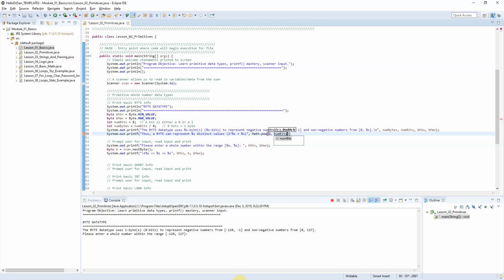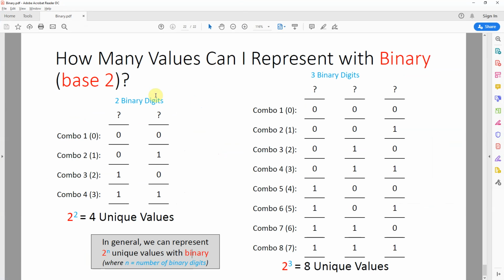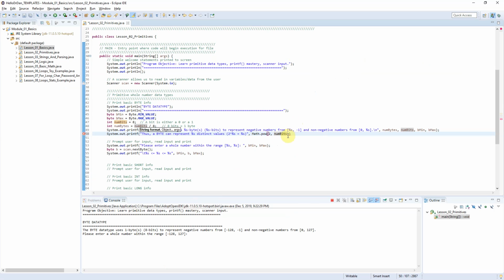So remember, from our little PDF here, 2 to the n, where n is the number of binary digits. So in our case, 2 to the num bits, which is going to be 2 to the 8, right? So that's this first value, how many distinct values, and then over here we have %s. Okay, so 2 to the num bits.